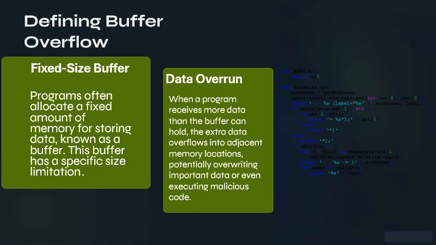Here, defining buffer overflow. Fixed size buffer: programs often allocate a fixed amount of memory for storing data, known as a buffer. This buffer has a specific size limitation. Data overrun: when a program receives more data than the buffer can hold, the extra data overflows into adjacent memory locations, potentially overwriting important data or even executing malicious code.